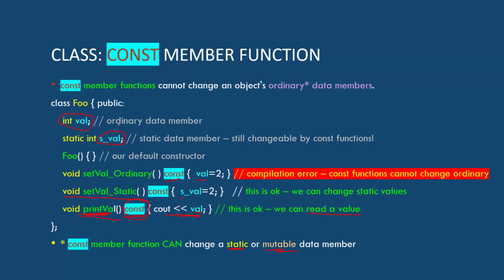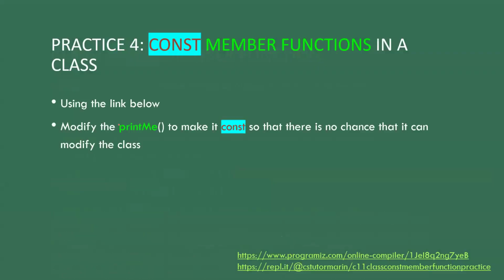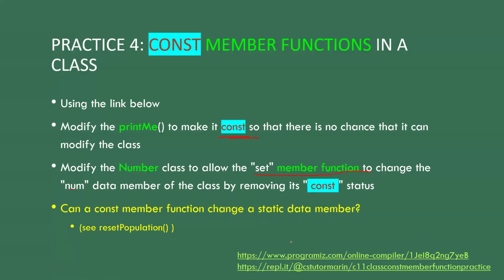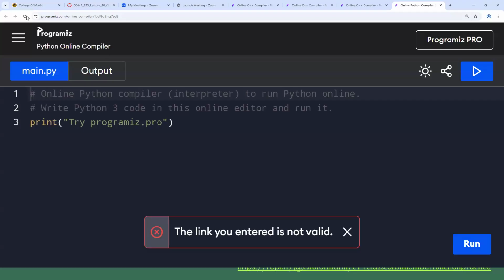So that's a const member function. Let's just try this real quick. Let's try to make the print me const. And then let's modify the number class to allow the set member function to change data. This one's really pretty straightforward. So let's take a look at the code here real quick. I think we're getting down to it here.